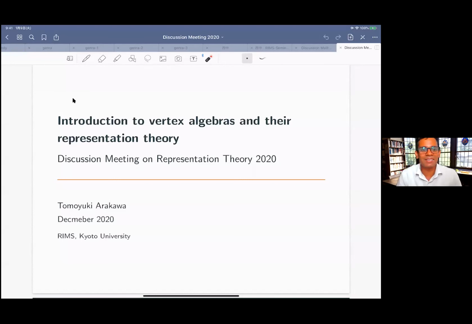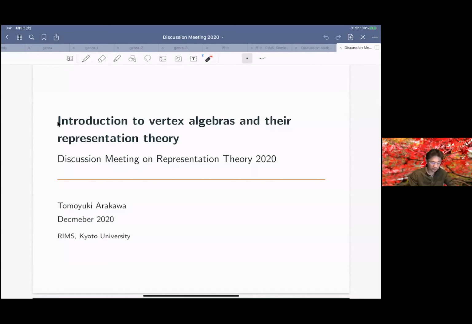Yeah, so we go on to the second lecture of this conference. This is also the first of a series of lectures by Professor Tomoyuki Arakawa of RIMS, Kyoto University. His lectures are going to be on vertex algebras and representation theory. Professor Arakawa, please. Thank you very much for the invitation.